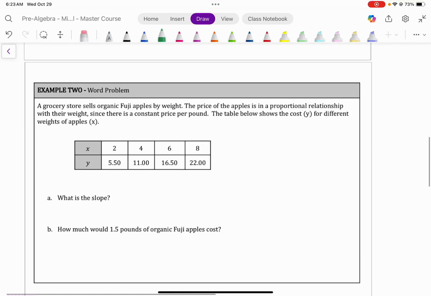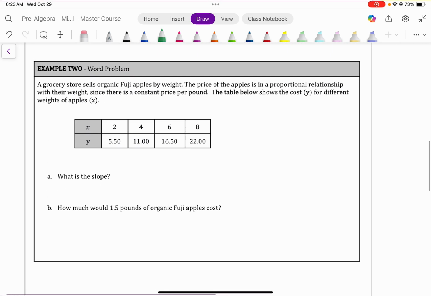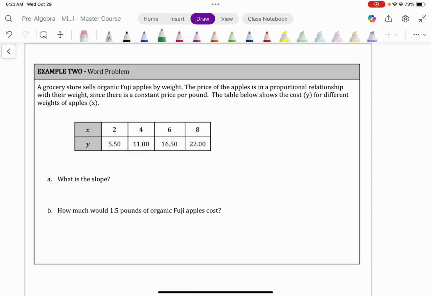Okay, we just have one word problem on this. These are short notes. A grocery store sells organic Fuji apples by weight. The price of the apples is in a proportional relationship with their weight. Since there's a constant price per pound, the table shows the cost for different weights of apples. When you buy 2 pounds, it's going to cost you $5.50. 4 pounds costs $11. 6 pounds costs $16.50. 8 pounds costs $22.